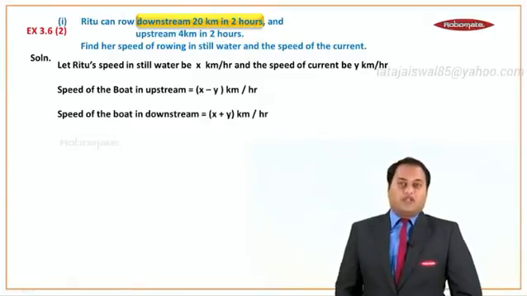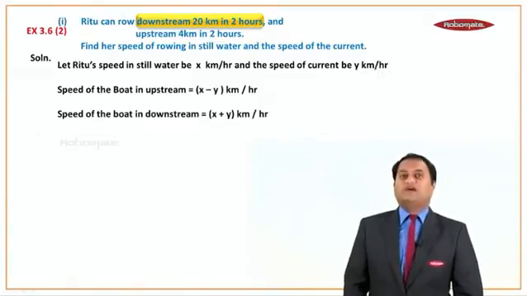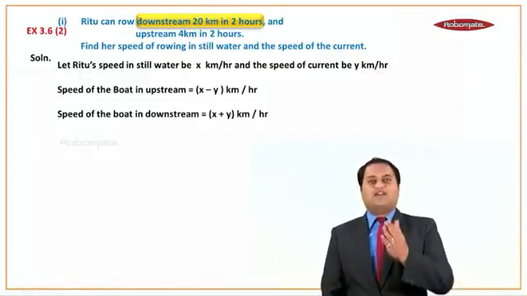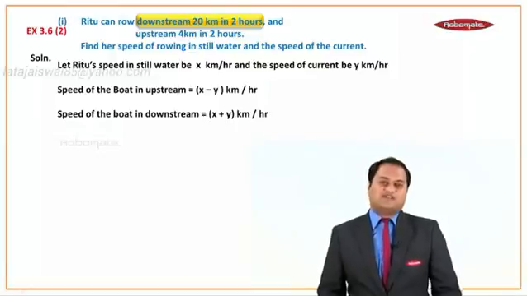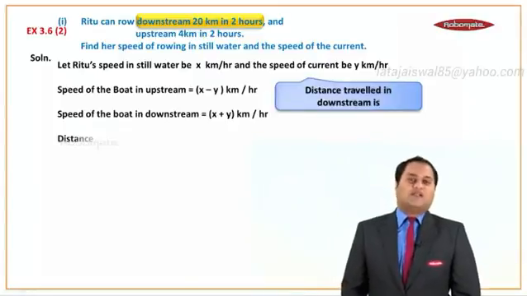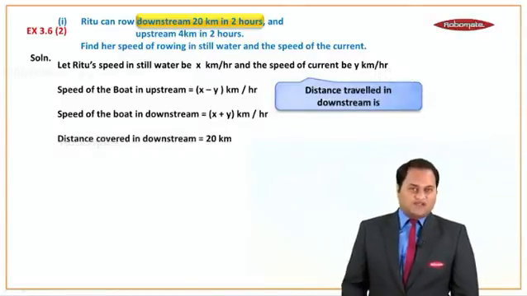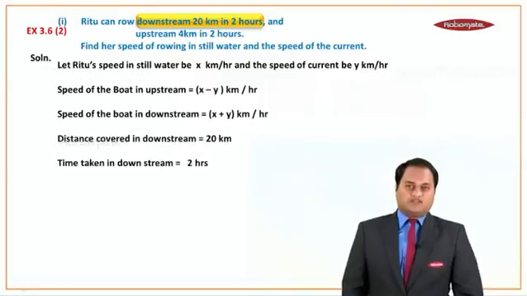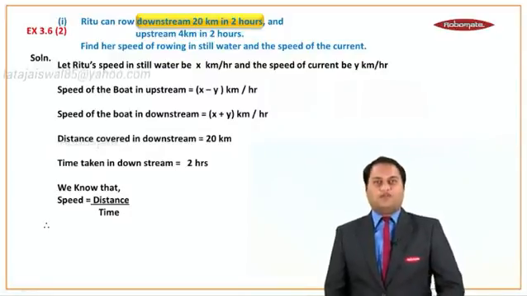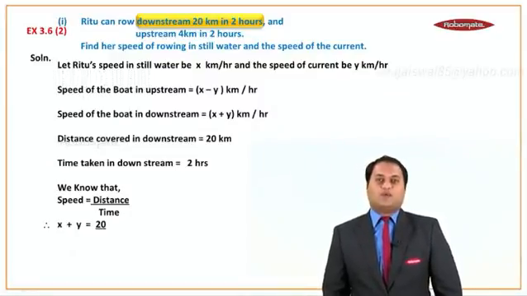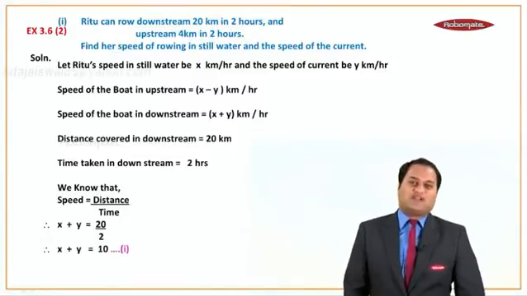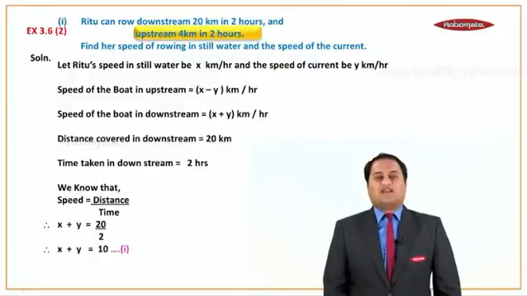Ritu can row downstream. x plus y is the speed. 20 kilometers in 2 hours. Speed is x plus y, distance is 20, time is 2 hours. Everything is given. You can easily form the equation. Right? How? Let's see. Distance traveled in downstream is 20 kilometers, given. The time taken is 2 hours in downstream. We know that speed is equal to distance upon time. We know the speed is x plus y, distance is 20, time is 2, we get x plus y is equal to 10, equation number 1. As simple as that.